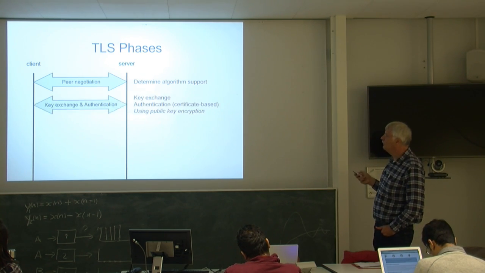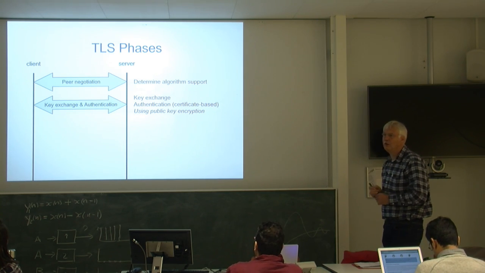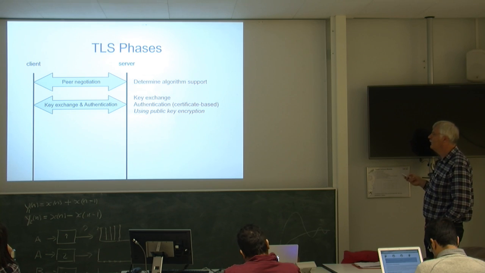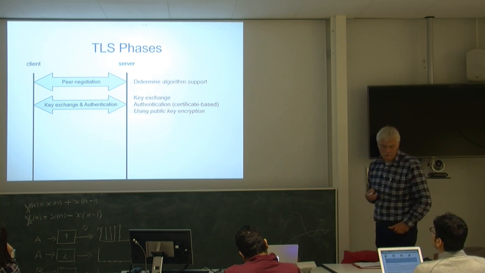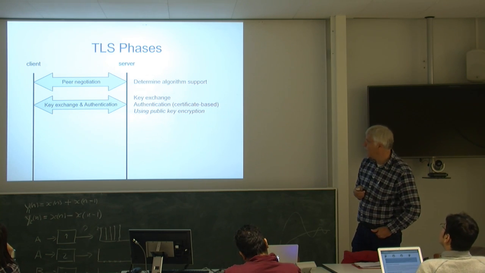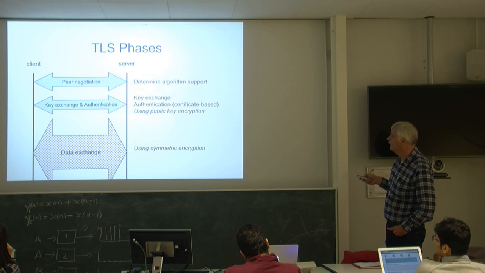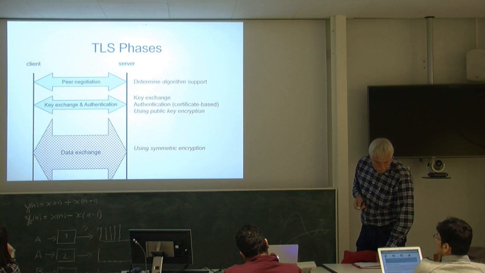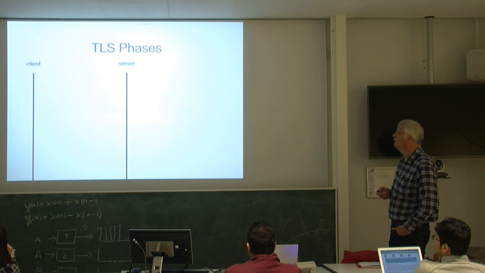Okay, after the negotiation, you basically know what encryption and authentication mechanisms you will use, and then you create your symmetric keys. You do the authentication, where you often use certificates based on public key stuff. And then the data starts. So this is starting with public key, and then at the end you use a symmetric key. Let's look a little bit deeper in, say, this first protocol, the handshake protocol.